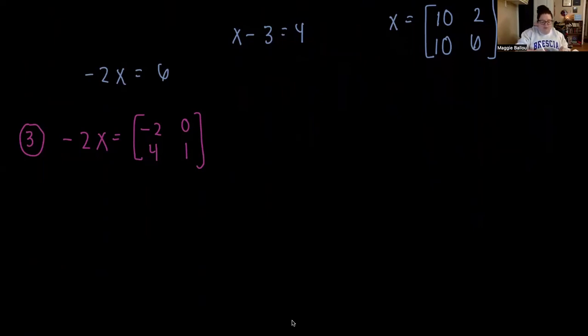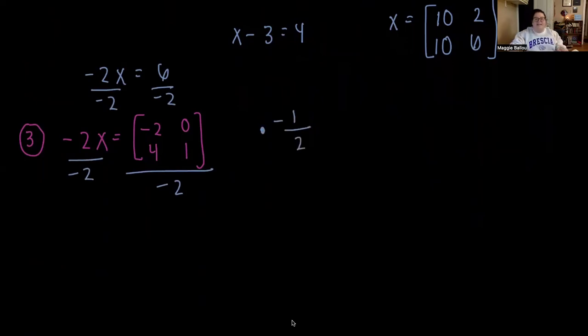So all I'm going to do up here to get the x by itself is divide by -2. You're going to take that scalar and divide the whole matrix by -2, which is the same thing, if you needed to, as multiplying the matrix by -1/2. It is the exact same thing. Again, we're not dividing a matrix by a matrix. We're dividing by a scalar.